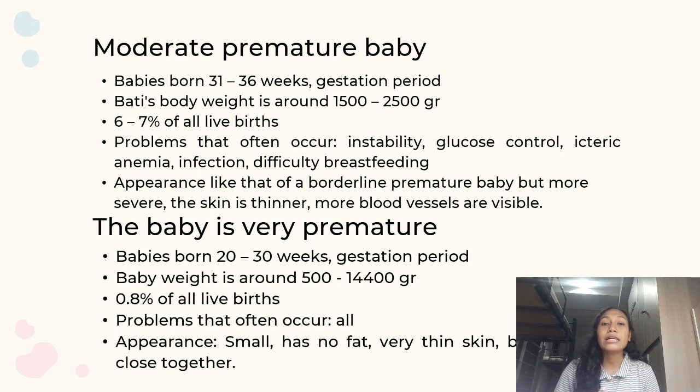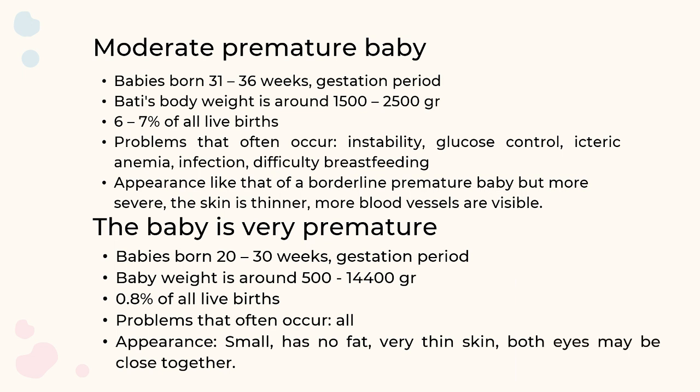And the third one is the very premature baby. The baby is born around 20 to 30 weeks gestation, and the baby's weight is just around 500 to 1,440 grams, about 0.8% of all live births. The problems that often occur are all that I have mentioned before, and the appearance is small, has no fat, very thin skin, and both eyes may be closed together.